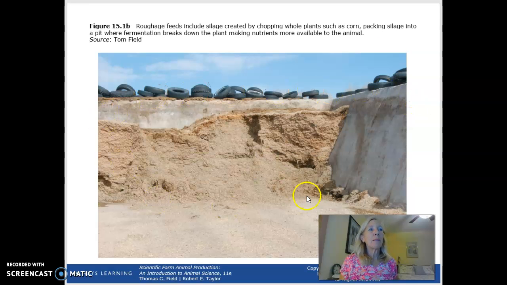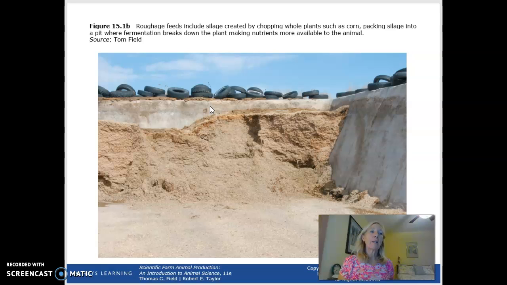Here's another picture of something you might see right here in California. This is a silage pit filled with silage. It might look like dirt to you, but it's not. So silage oftentimes comes from corn. We grow a lot of corn silage to feed dairy cows. And the silage is chopped into small chunks and then it's packed into the silage pit.